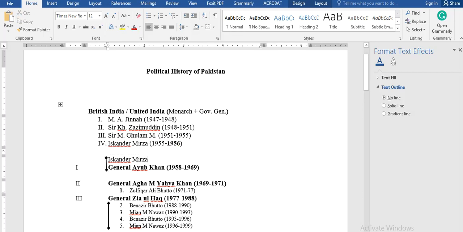In 1958, Iskandar Mirza imposed the martial law, and this martial law was imposed by Iskandar Mirza, who was not a military ruler, and he appointed General Ayub Khan as the martial law administrator.